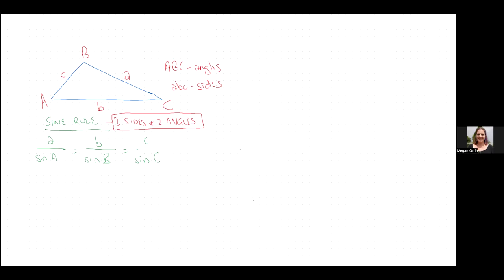All right, let's do it again. So this can be 60 degrees. This can be 56 degrees. This can be 14 meters. This can be 16 meters, and this can be X.